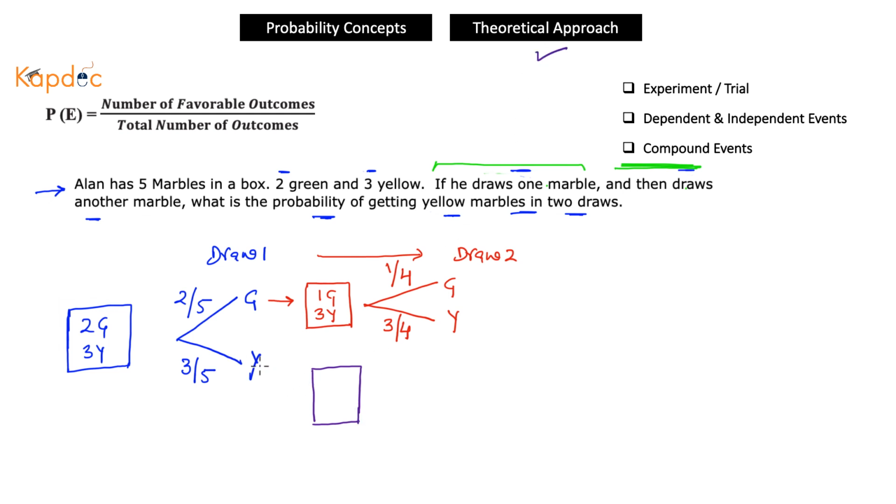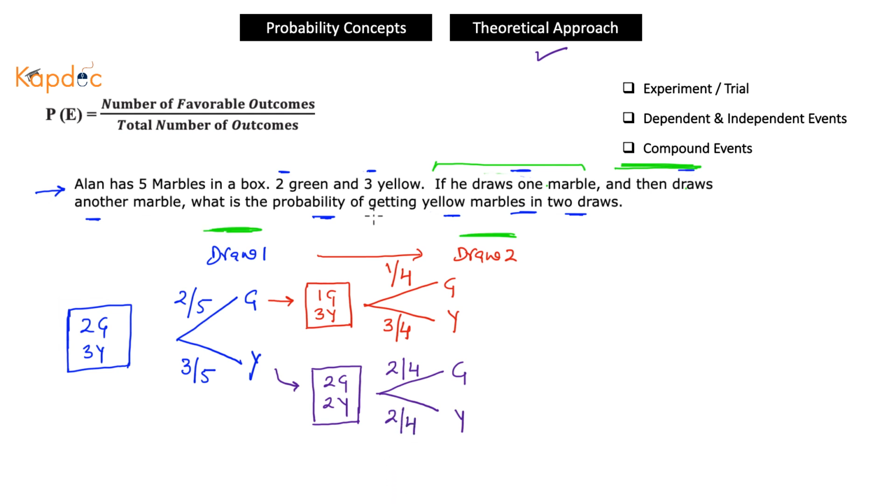So if you had picked your yellow in the first draw, what remains inside the box after that? It will be 2 green and 2 yellow because 1 yellow has already been picked. And then you go for your second draw. Now what happens? You could get a green or a yellow because you are still picking only 1 marble. And in how many ways could you get a green? You could get a green in 2 ways out of 4 total. So the probability of getting a green is 2 over 4. And the probability of getting a yellow is also 2 over 4.